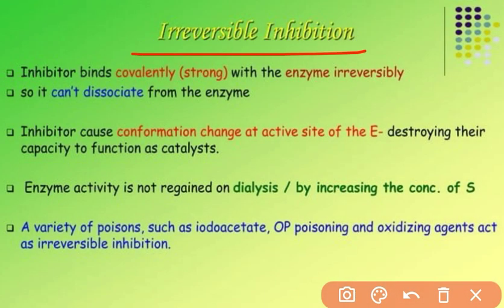Irreversible inhibition. In this type of inhibition, the inhibitor molecule binds to a functional group of the active site of the enzyme by a strong bond such as a covalent bond. Because of this binding, the inhibitor molecule cannot dissociate from the enzyme. Thus, it permanently destroys the catalytic property of the enzyme.